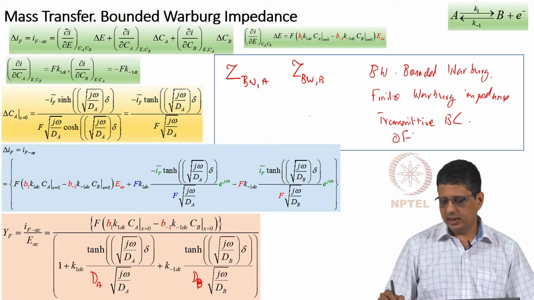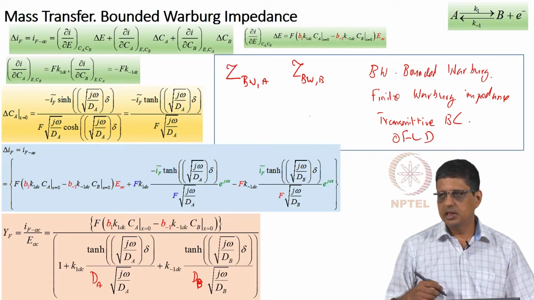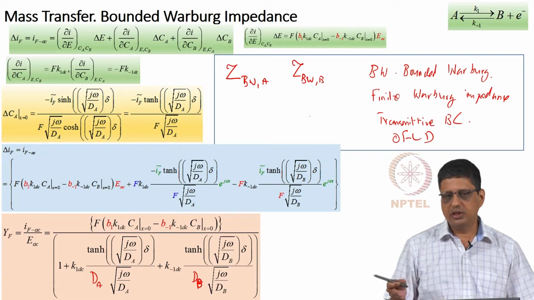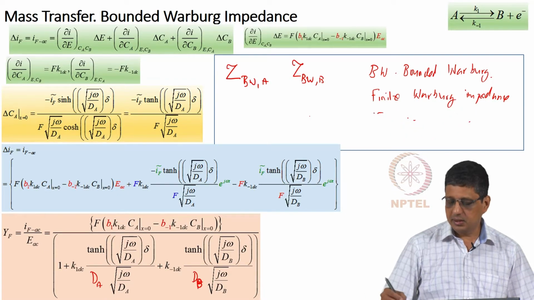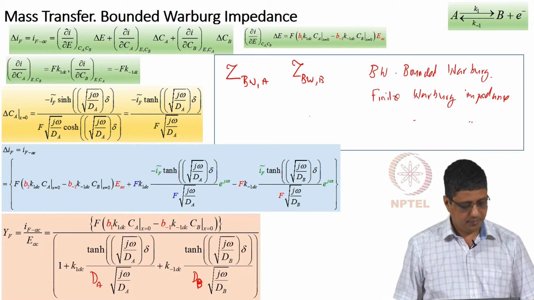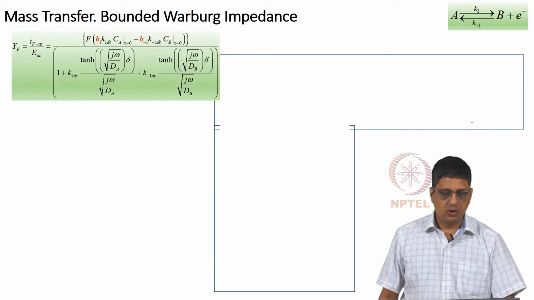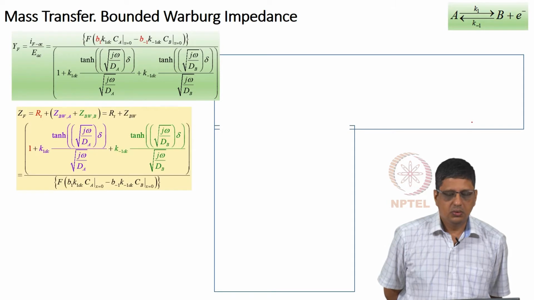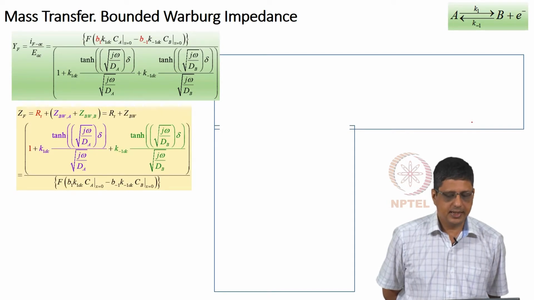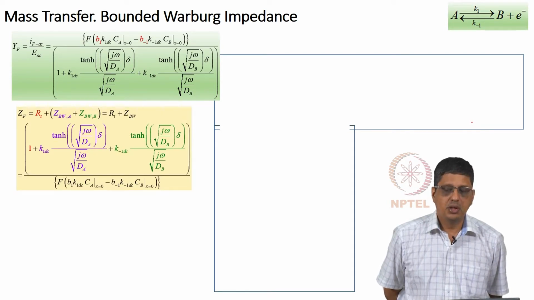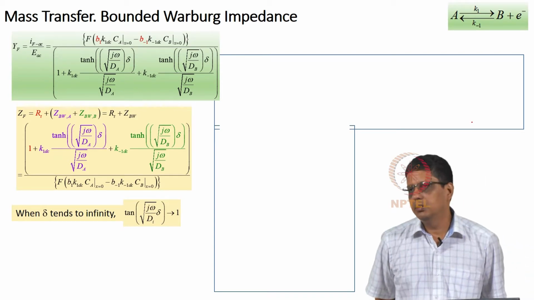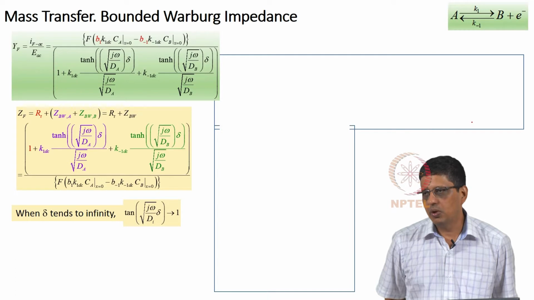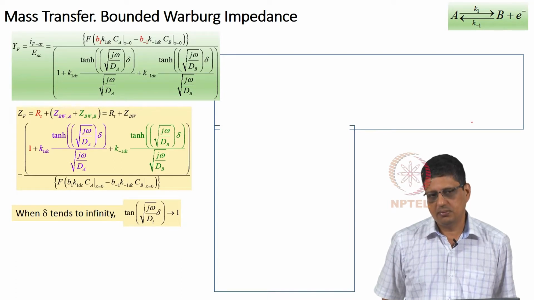Open finite length diffusion. No, different groups would use different acronyms for this, but we normally say it is bounded Warburg or finite Warburg impedance. So, if I invert it I would get it as 3 terms. Thing is, when delta tends to infinity, when I put large value of delta, what happens to tan h?